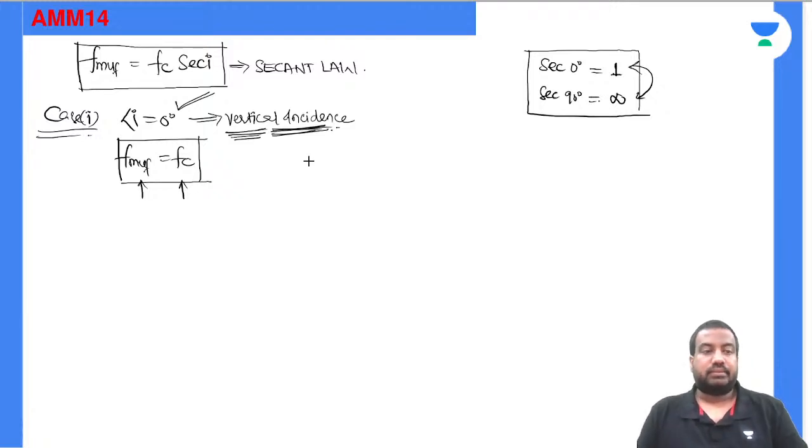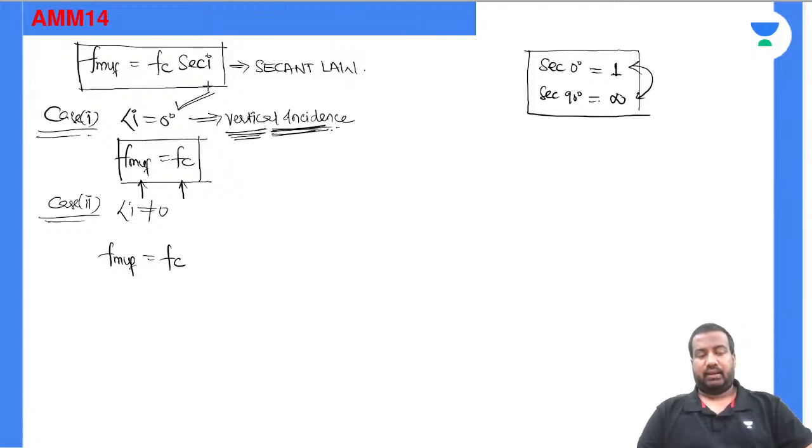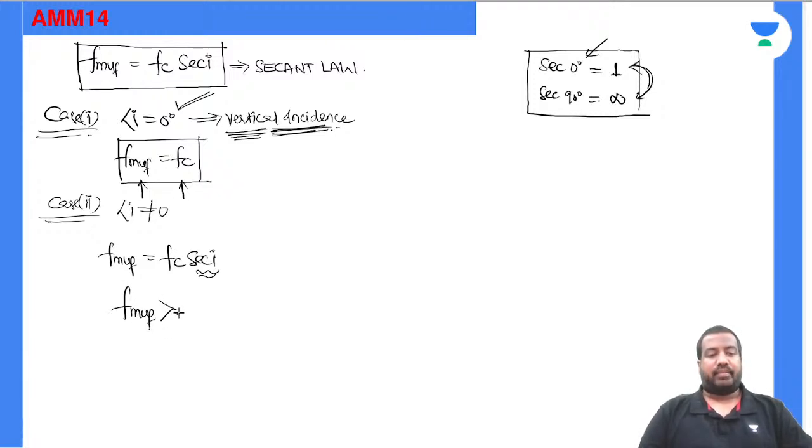Is it clear? Now, case 2. The incident angle is not equal to 0. FMEF is equal to Fc into secant I. When incident angle is not equal to 0, secant I will always hold a value greater than 1. That means you can say FMEF is always greater than Fc when incident angle is not equal to 0.